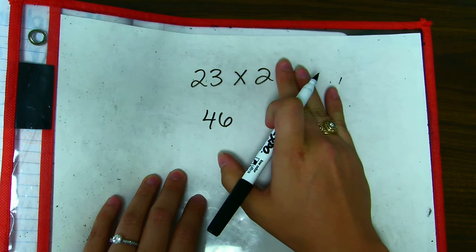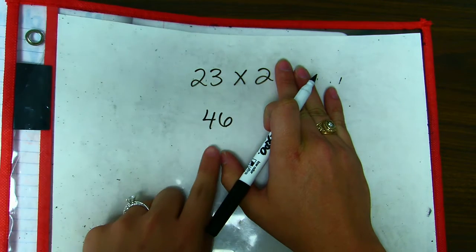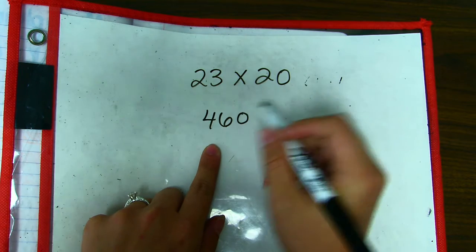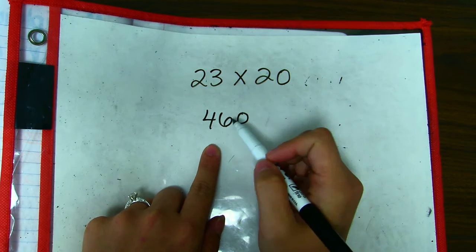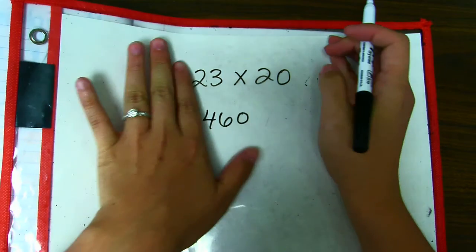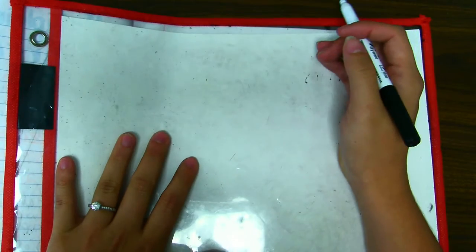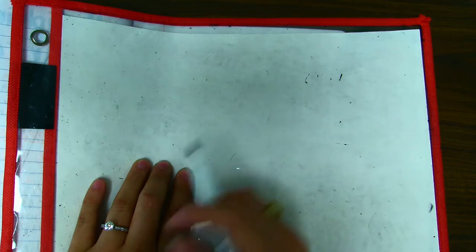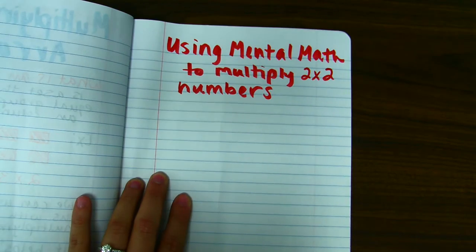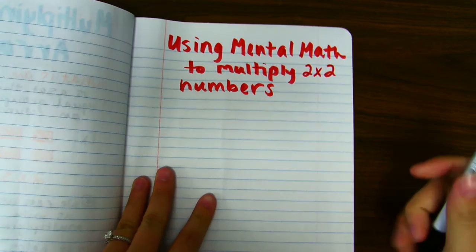And then now what I need to do is add back that 0, because I covered up the 0. I multiplied 23 times 2. That gave me 46. And then I add that 0 to my answer. So 23 times 20 equals 460. So this is what we did yesterday. Today, what we're going to be working with is, in my opinion, even easier. We're going to be working with mental math and multiplying 2-digit by 2-digit numbers.